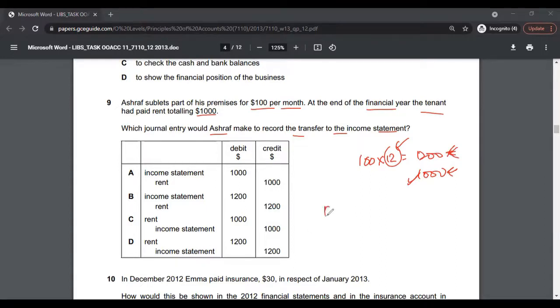So therefore it would be debit the rent and then credit the income statement, because this is an income for Ashraf. This is a rent income for Ashraf. So the answer to multiple choice 9 is going to be option D.